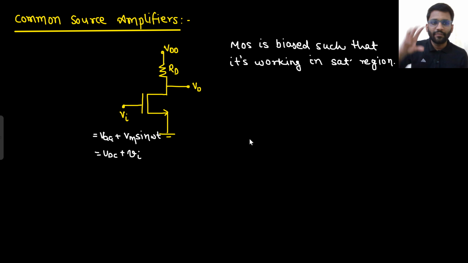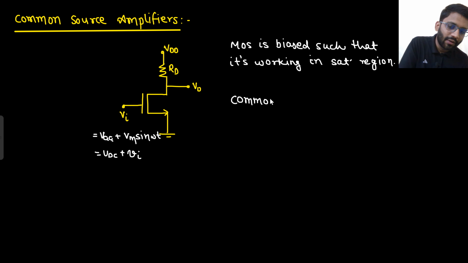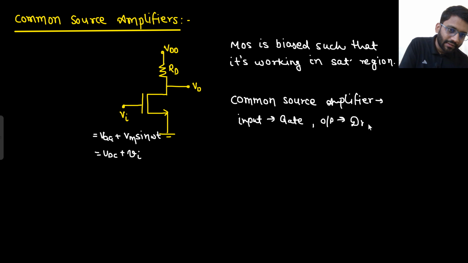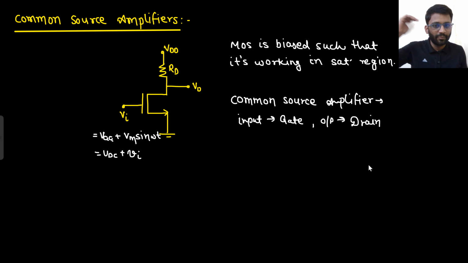Now we will analyze this amplifier. Why is it called common source amplifier? How do you get to know if it is a common source amplifier? Common source amplifier simply means input is at gate and output you are collecting at drain. That's it. Nothing like the source is common, nothing like that. Input at gate, output at drain. This is known as common source amplifier.